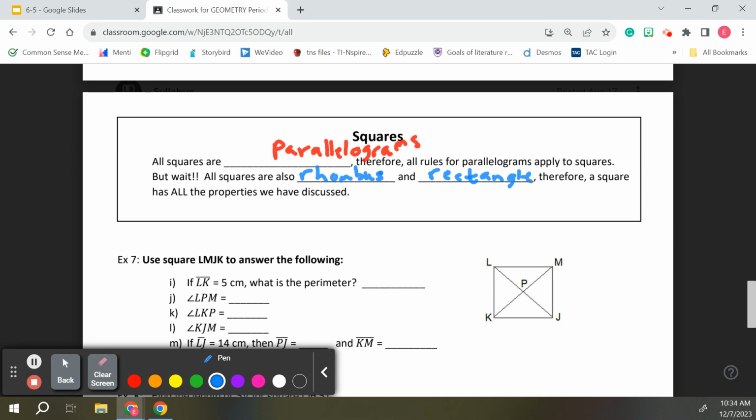So think of it this way. Parallelogram had a baby, named it rhombus. Rhombus and rectangle got married, had a baby named square. Square contains all that DNA. All right?